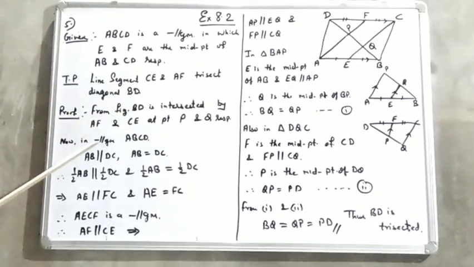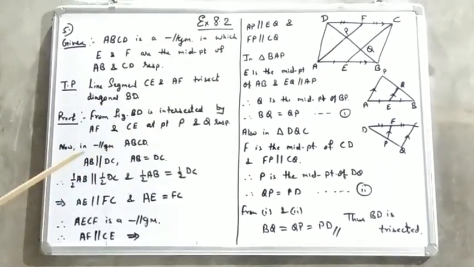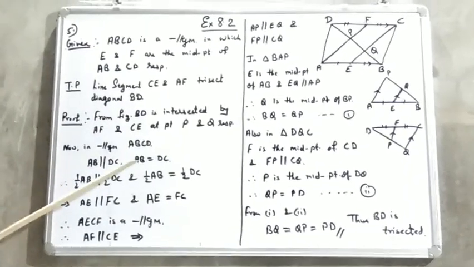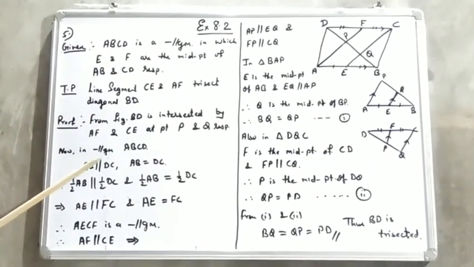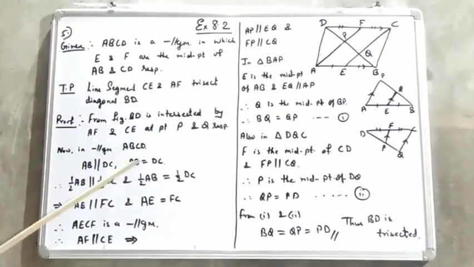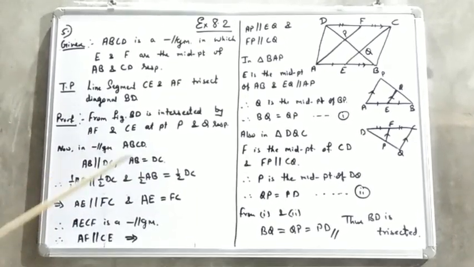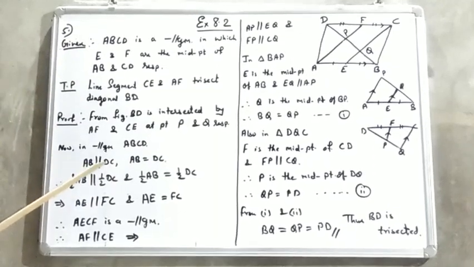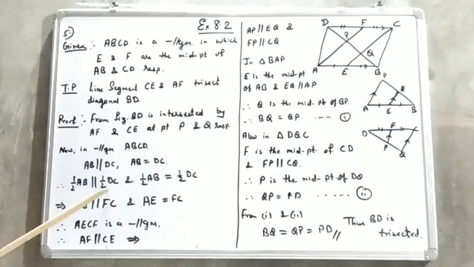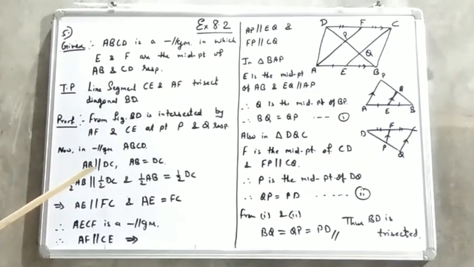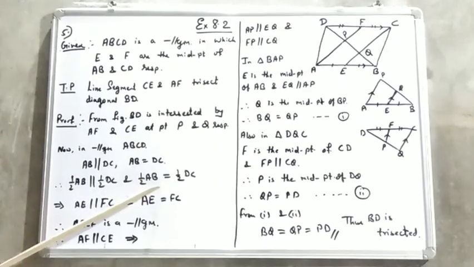Now since ABCD is a parallelogram, we can say side AB is parallel to CD, and even AB is equal to DC. CD or DC, one same side, so AB is parallel to DC, AB is equal to DC. This is the property of a parallelogram: opposite sides are parallel and equal. If AB is parallel to DC, can we say half of AB is parallel to half of DC? Yes, because if the full line segment is parallel, the half is also parallel. Similarly, both halves will also be equal.